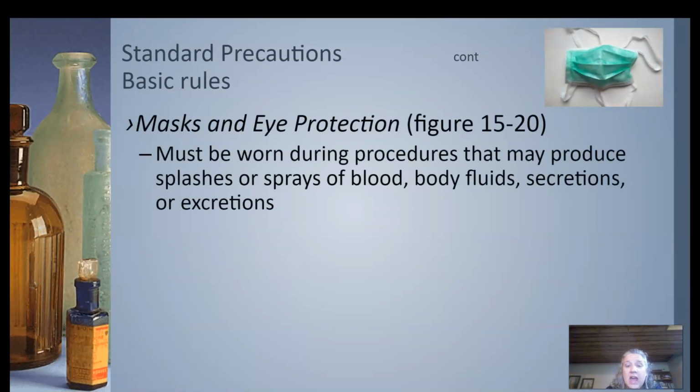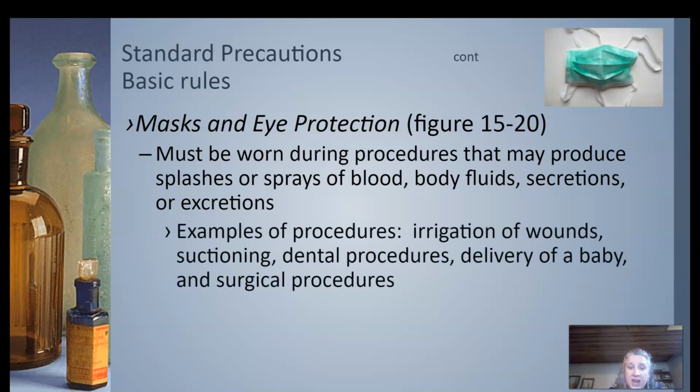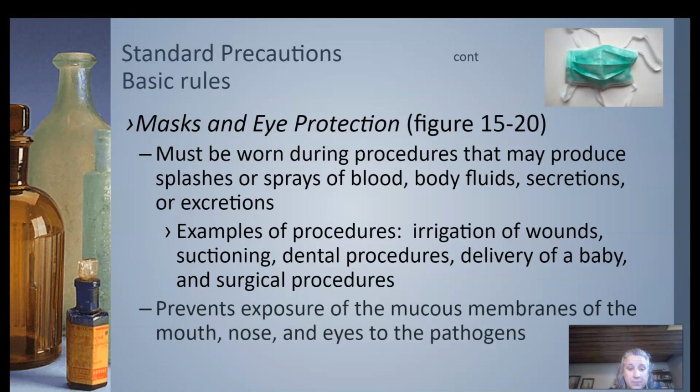Mask and eye protection is also used during any procedures that may produce splashes or sprays of blood, bodily fluids, secretions, or excretions. Examples of the procedures could include irrigation of wounds, and that's when somebody has a wound and it has to be cleaned, and so it's cleaned with sterile water. Suctioning, dental procedures, delivery of a baby, and any surgical procedures. The mask and eye protection helps to prevent exposure of the mucous membranes of the mouth, nose, and eyes to any pathogen. So it helps to cover up those open mucous membranes.